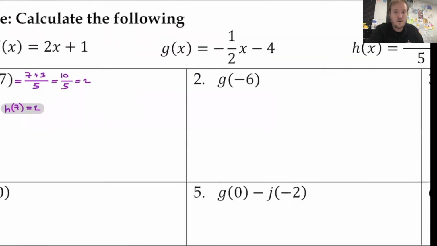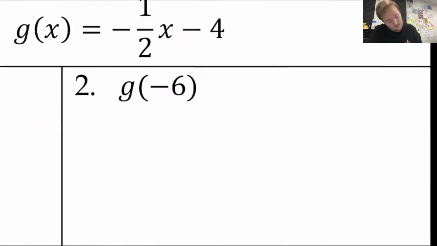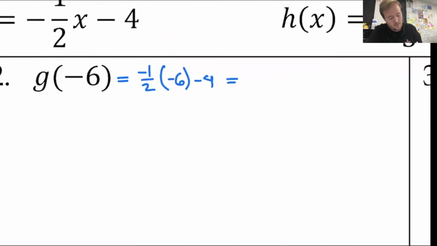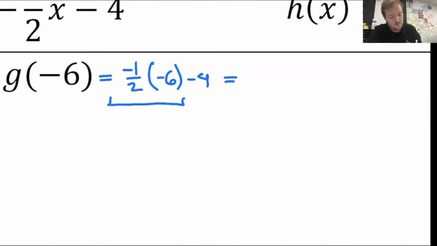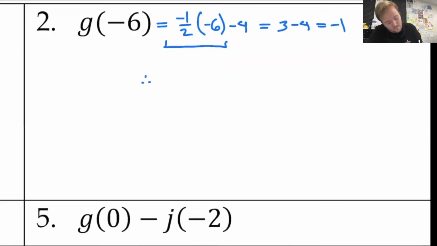Okay, g of negative 6. So negative 1/2, parentheses, negative 6, and minus 4. When I multiply negative 1/2 and negative 6, you're going to get positive 3, minus 4, which gives you negative 1. Therefore, g of negative 6 equals negative 1.